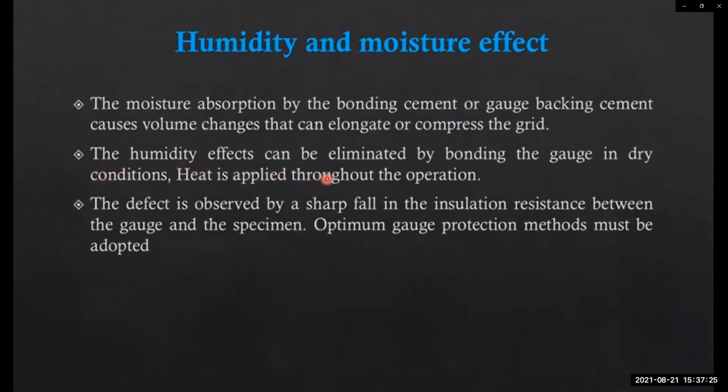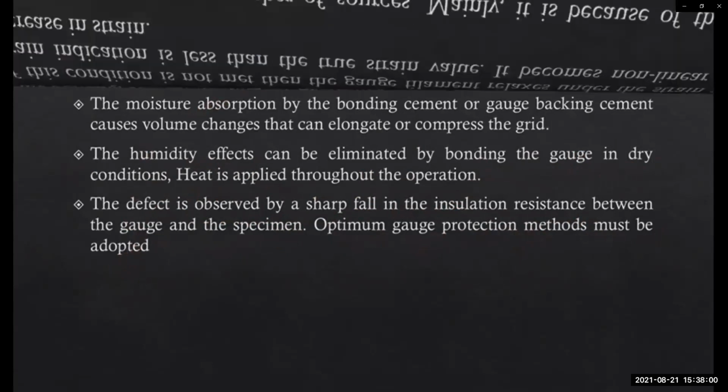The humidity effect can be eliminated by bonding the gauge in dry condition, right? And heat is applied through the operation. So humidity can be eliminated by bonding the gauge with the drying process and heating process. The defect is observed by the sharp fall in insulation resistance between the gauge and the specimen. Optimum gauge protection method must be adopted. So we require calibration of our gauge over some duration of time, and we cannot neglect the effect of humidity and moisture in our strain gauge measurement.